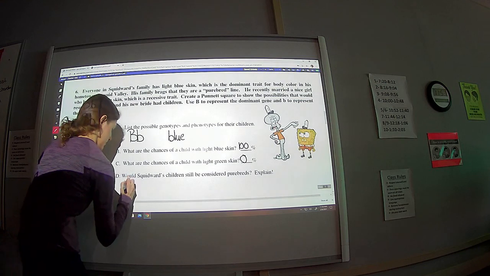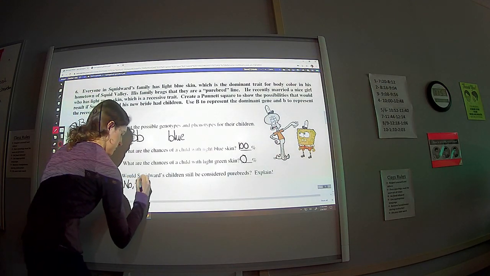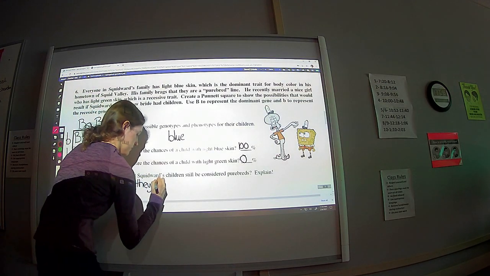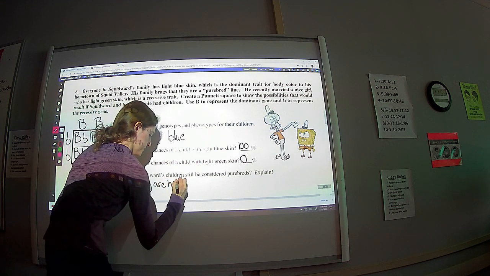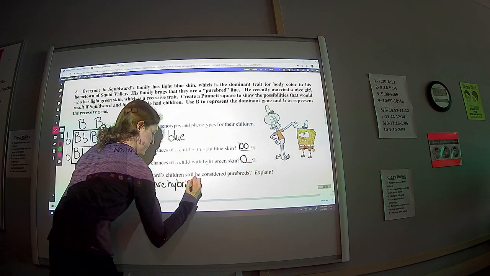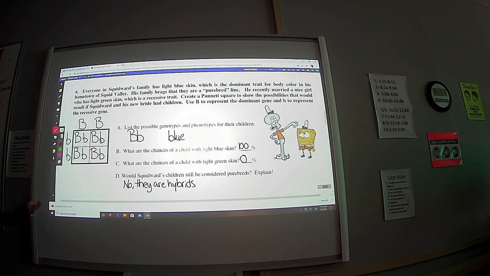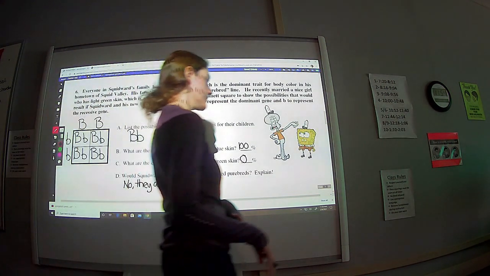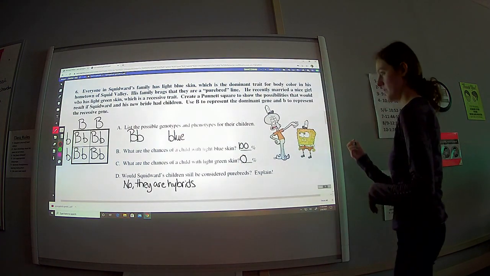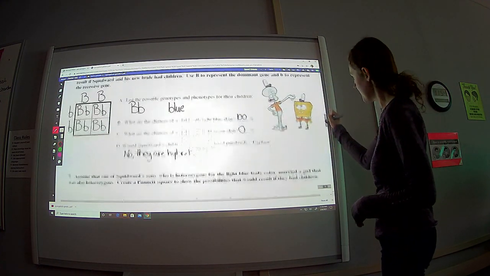No, they are not. They are hybrids now. They no longer are homozygous for the trait, and as soon as you're not homozygous for the trait, that is going to make you a hybrid.